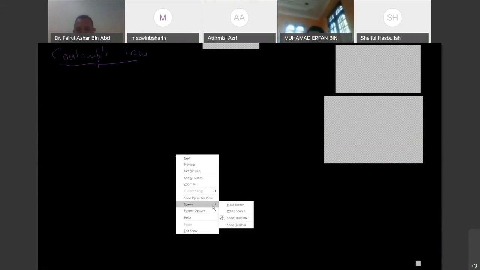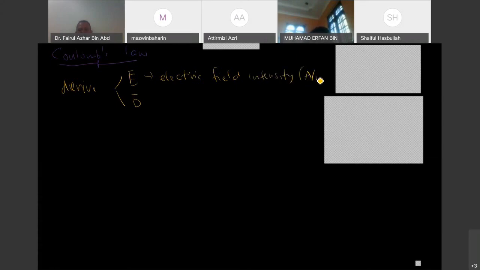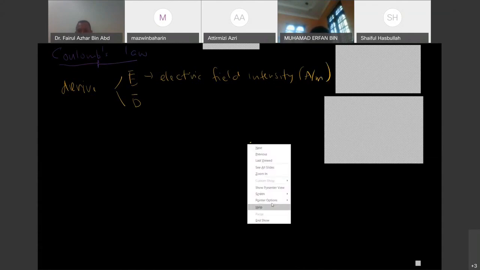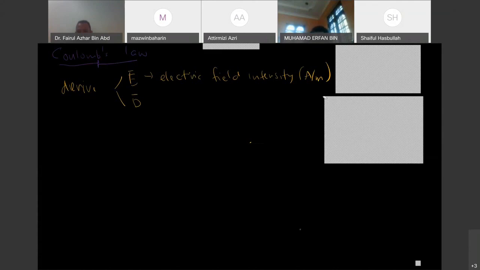Magnetostatic, Coulomb's law. Okay, so in this law, or in Gauss's law, the focus is basically to derive the expression for the vector E and the vector D. Okay, so E represents electric field intensity, the strength of the field. So the unit is volt per meter.